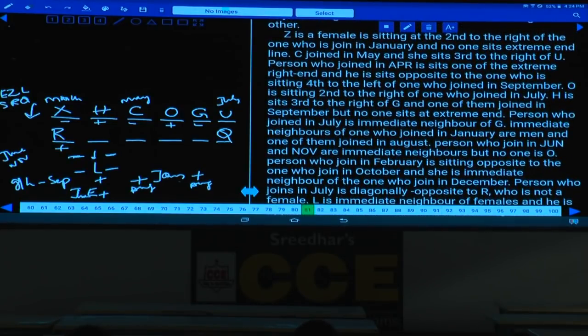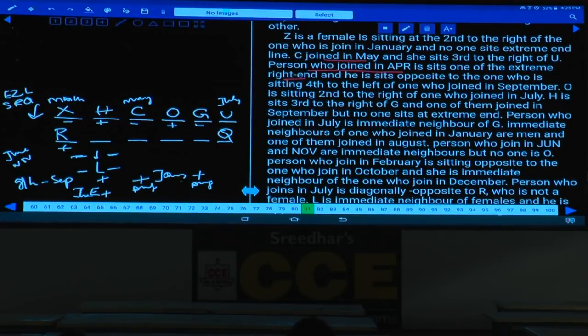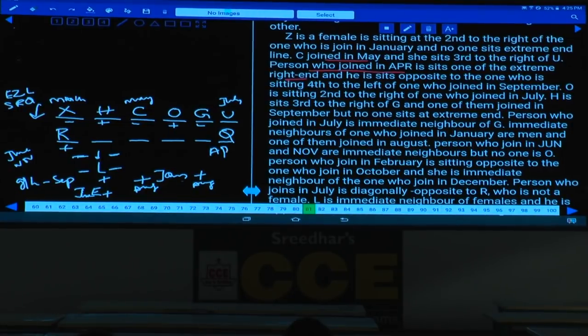Now coming to this information. C joined in May, and the person who joined in April sits at one of the extreme right hand. What is the only possibility here? That person must be Q. And one of the extreme right hands, April.